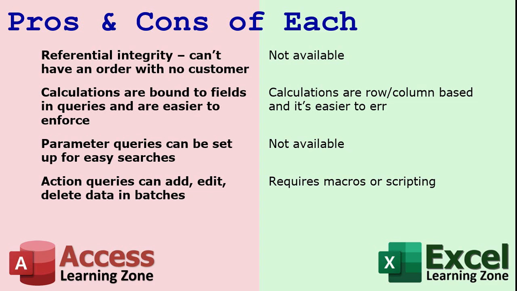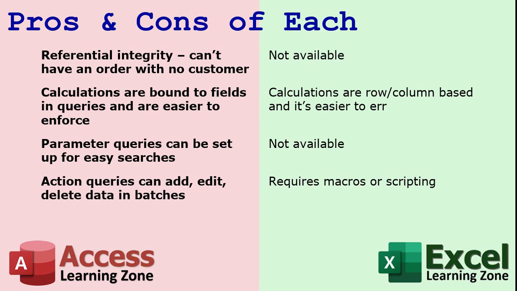In Access, calculations are bound to fields in queries and are easier to enforce. So when you put calculations in a query in Access, that record is the one that is always calculated on. In Excel, you can have a situation where you put in a formula and you got the wrong reference in there, so it's referring to a different row. And I do that all the time. I copy and paste stuff, and I forgot to autofill, and I'm having my calculations pointing to different records, different rows. Okay, that can't happen in Access.